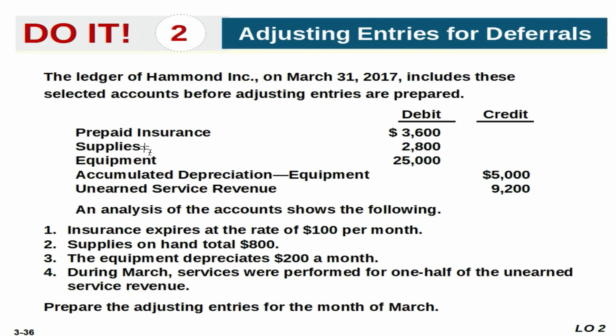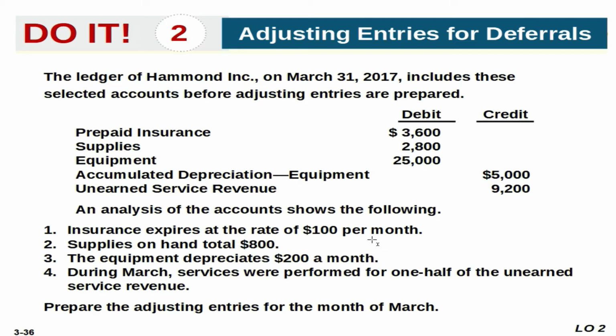Prepaid insurance, supplies, equipment, and then we have accumulated depreciation, unearned service revenues. Notice they are listed in terms of how they appear on the balance sheet. Assets appear first on the left hand side, read it from left to right. Then we have liabilities, and then we have all the stockholders' equity accounts, which includes revenues and all that good jazz, right? Debit and credit columns, so these are classified appropriately. Remember, accumulated depreciation goes under assets, but it's a contra asset. That's why it is appearing on the credit side here. And then it tells us all this information. Analysis of the account shows the following.